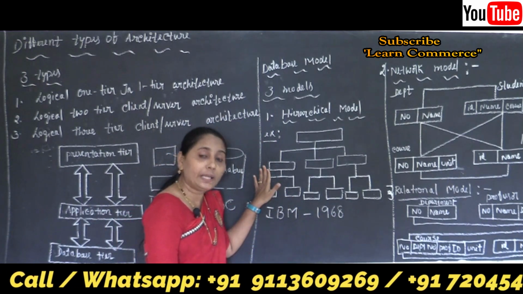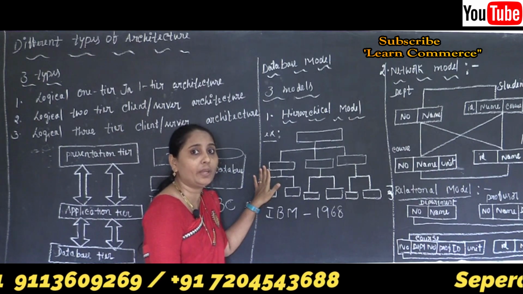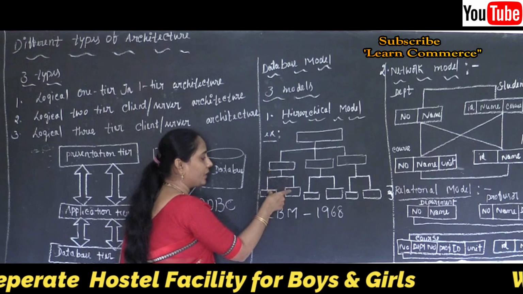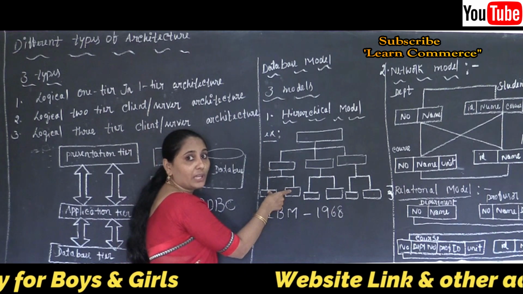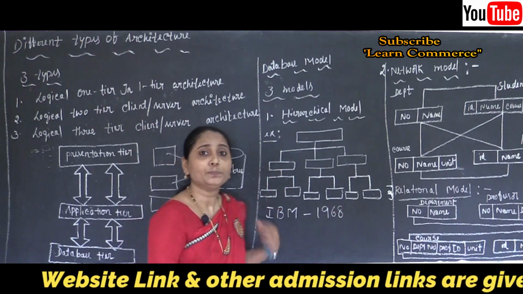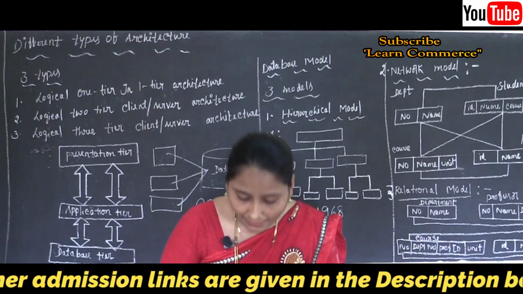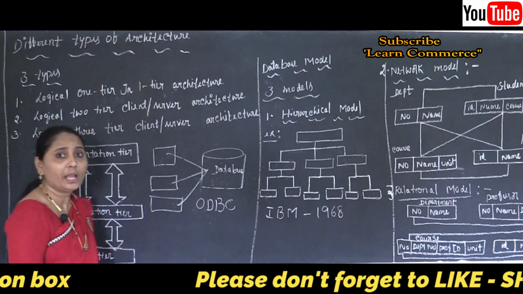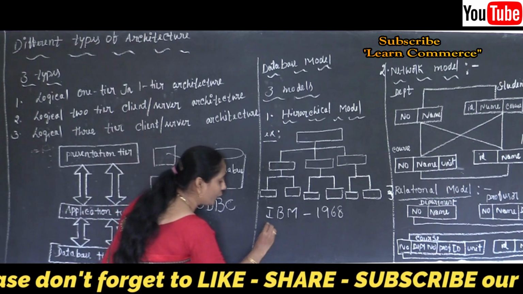So the link is an association between two or more records. Correct? Why? Because by using the link we can connect two or more records in our hierarchical data model. Now we know about the child node, parent node, each and everything. Now let's see about our root node.